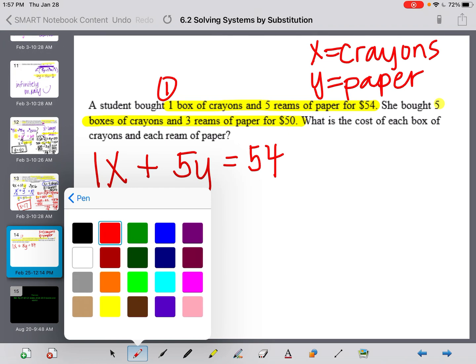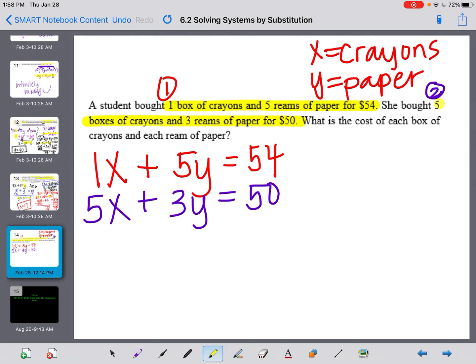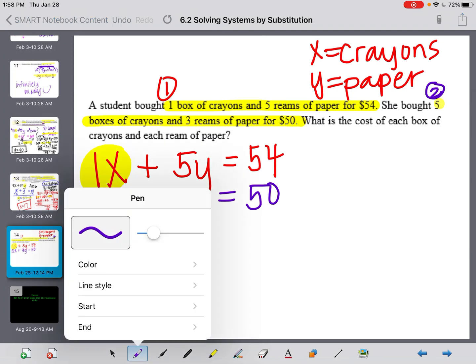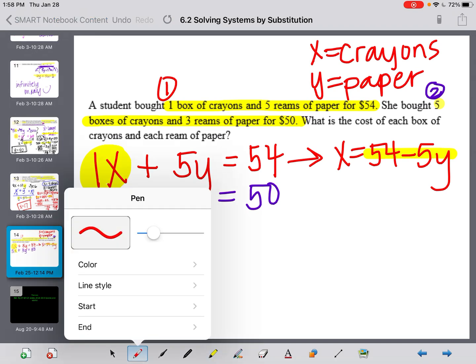Okay, the second equation was 5 boxes of crayons and 3 reams of paper for $50. Now this time I don't have a variable by itself, so you get to pick whichever one you want. This one actually looks, if you erase the 1, since we don't have to put 1s in the front, we can easily get X by itself by subtracting 5Y. So this one will actually become 1X is equal to 54 minus 5Y. Okay, so we're going to take 54 minus 5Y and plug it in here when I rewrite my equations.